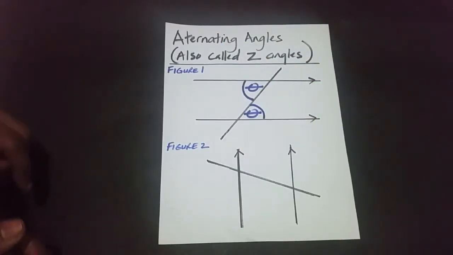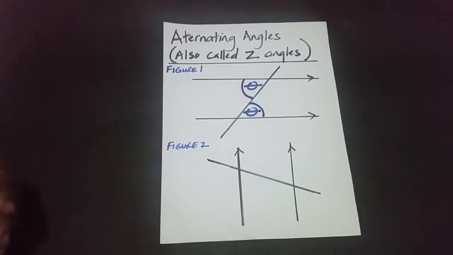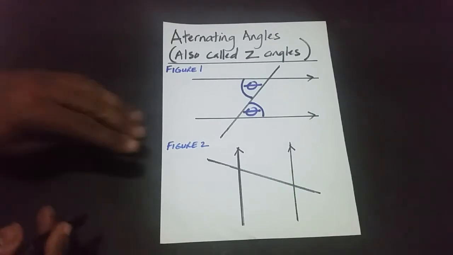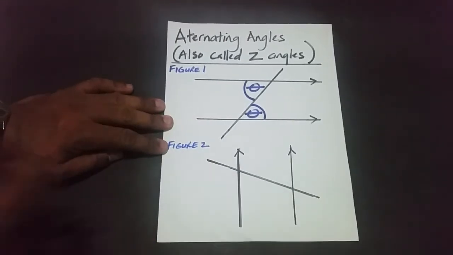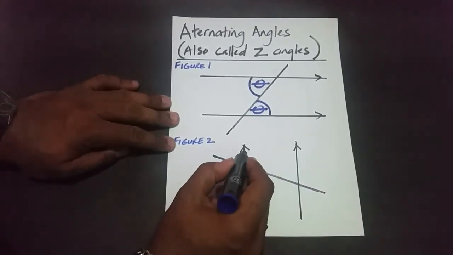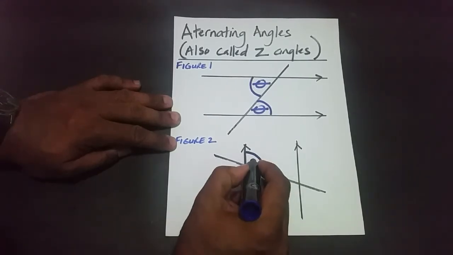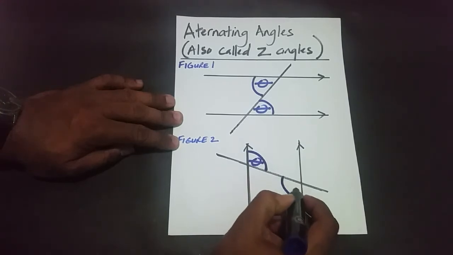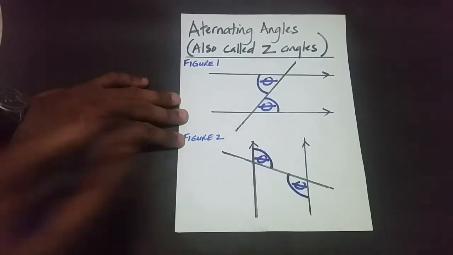All right. Now, the reason why I've drawn it this way in figure 2 is because as far as bearings in trigonometry goes, this is the orientation you're going to see it in more often than this. As a matter of fact, almost 100% of the times you're going to see it like that. So again, if this angle here is theta, then this angle here is also going to be theta. And you can clearly see the Z there.